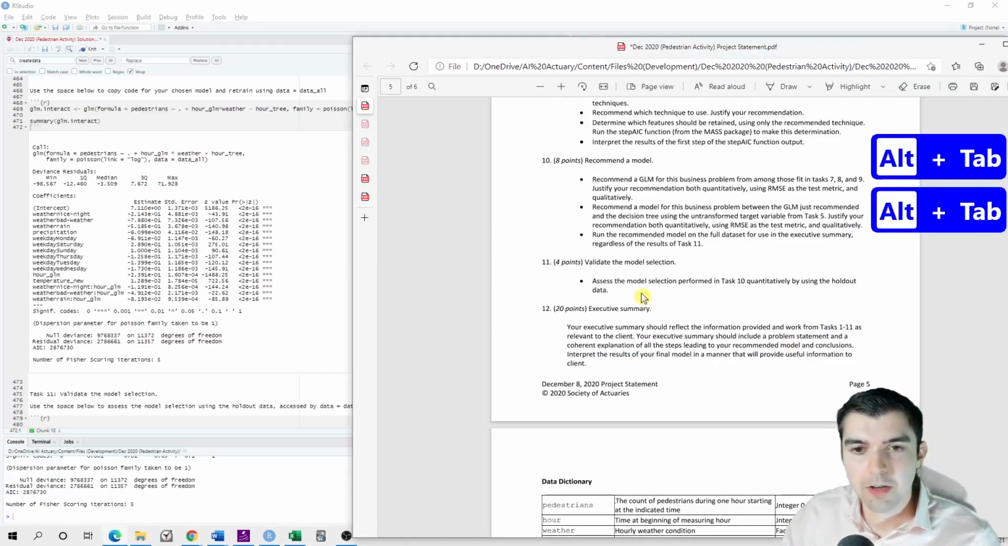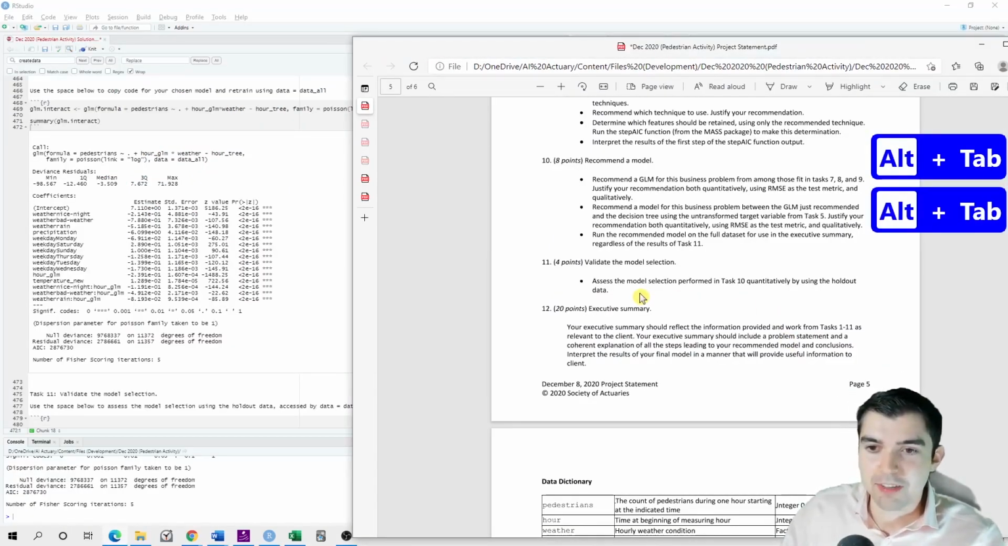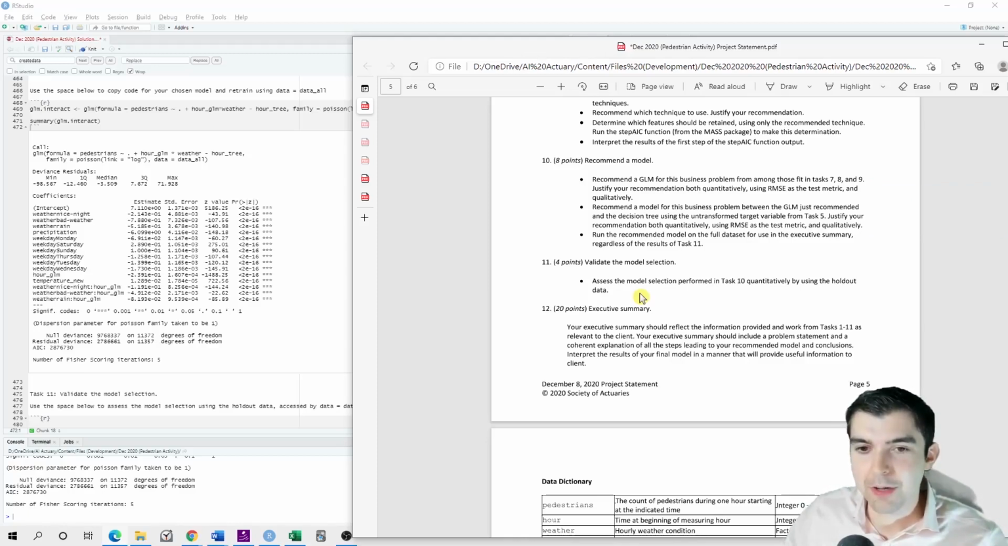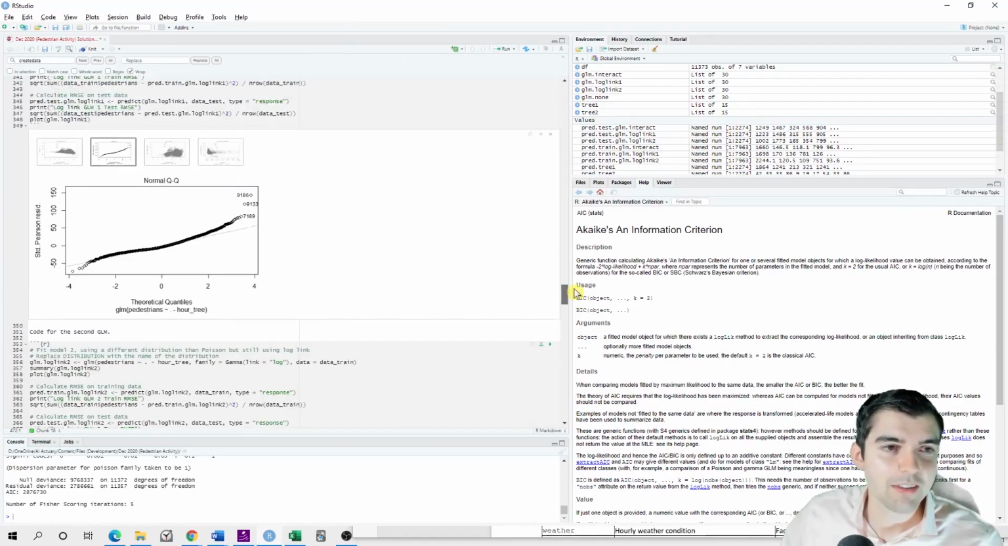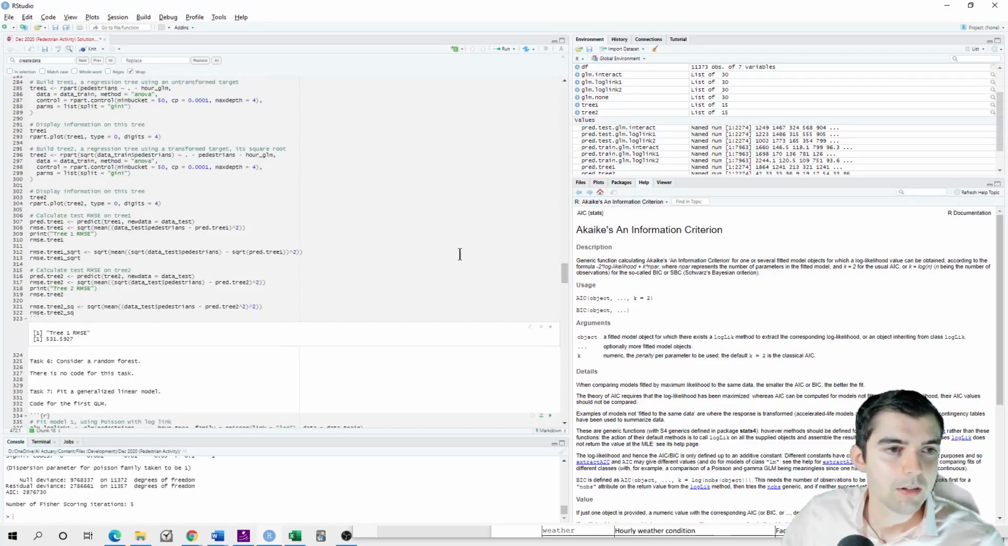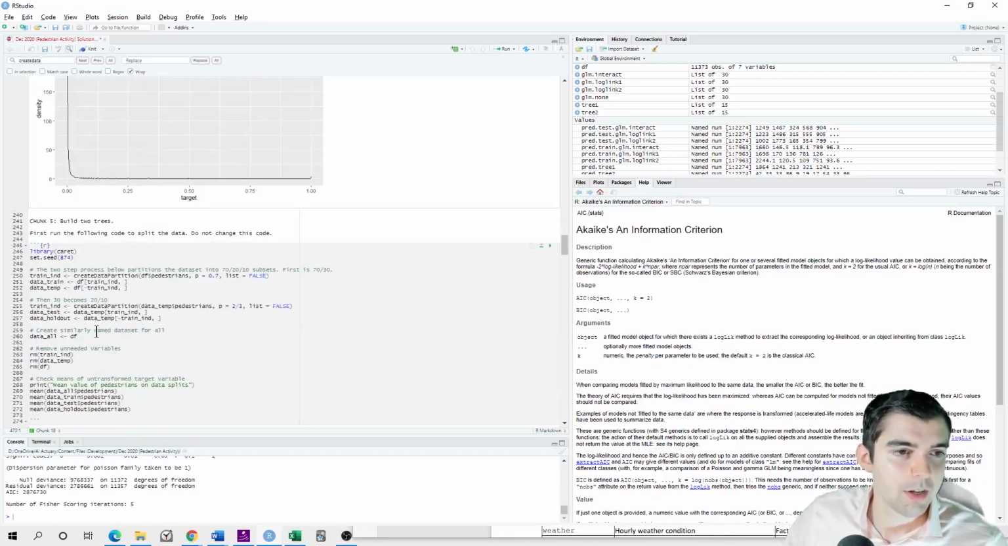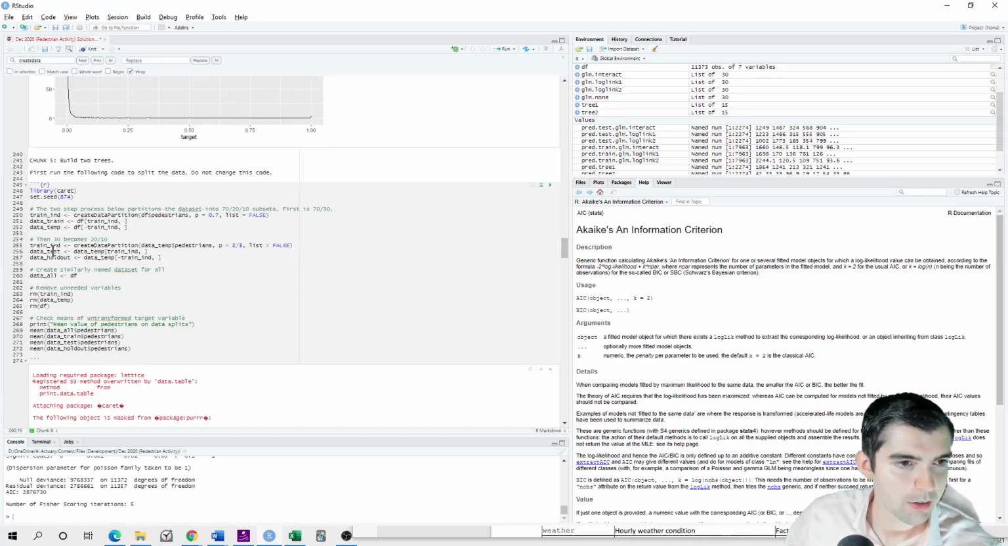The next is to assess the model selection performed in task 10 quantitatively using the holdout data. You might be somewhat surprised by this question because it seems like we've already done that. Well, no, we haven't, because there are 3 data partitions: the training set, the test set, and then the holdout set. So we looked at data.all. Okay, so here, I see this is data.all, using all. This is data train. Data train is using 70%. So that used the data test.